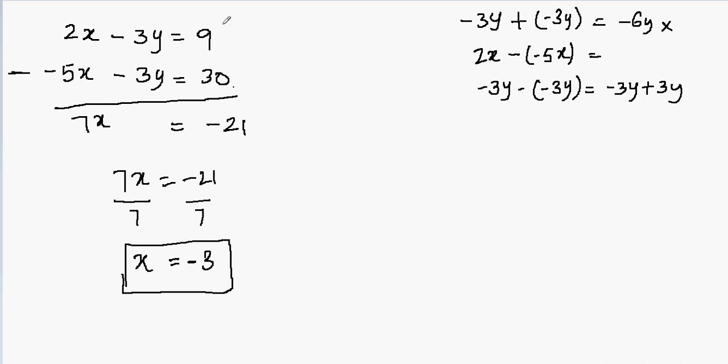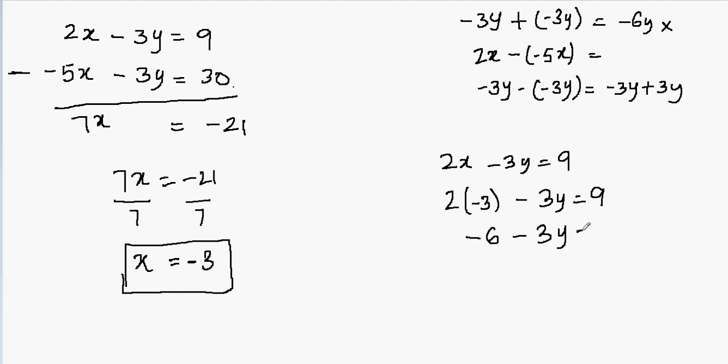Now we can use any of the equations. It doesn't matter which equation you use. You can use either equation to plug in the value of x and get the value of y. So here we'll be using the first equation, which is 2x minus 3y is equal to 9. If you want, you can use the second equation; you're still going to get the same answer. So here we have 2 times x, and we know the value of x is -3, so I'll put that inside the parentheses. Then minus 3y is equal to 9. Now I have to solve this equation for y. So 2 times -3 will give me -6 minus 3y is equal to 9.